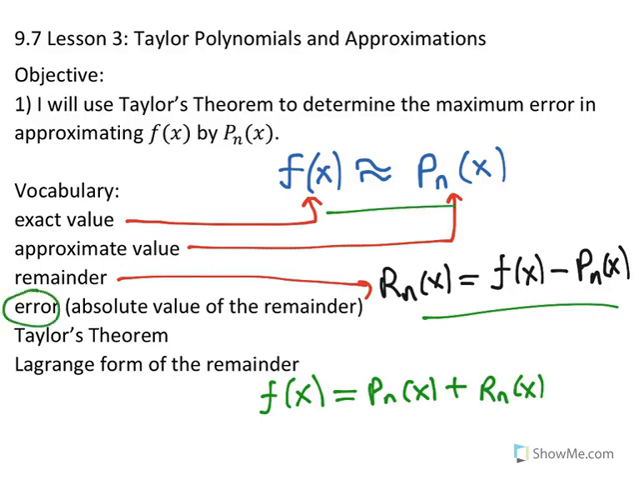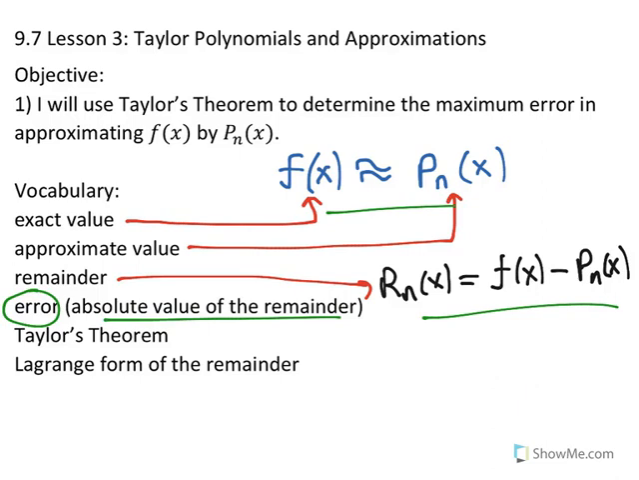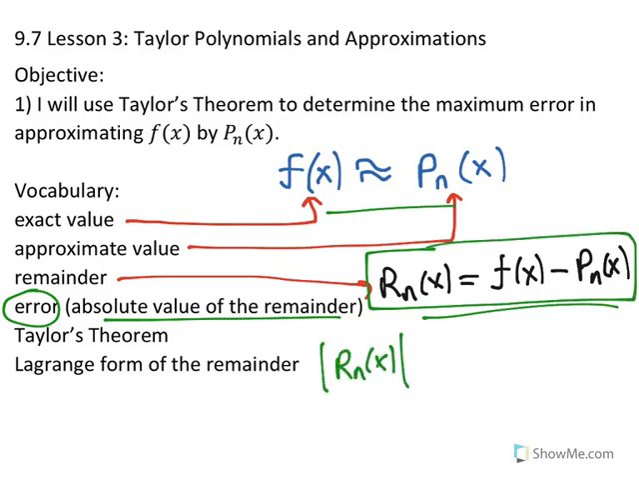What do we mean by the error? It is the absolute value of the remainder. So when we talk about error, we're talking about the absolute value of the remainder. So we can take our remainder and put the absolute value around it, and that would give us what we call the error. Without the absolute value, the remainder could be positive or negative, depending on if the approximate value is less than the exact value or greater than the exact value. But when we put absolute value on the remainder, we say we're talking about the error.